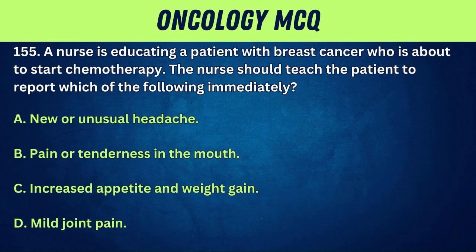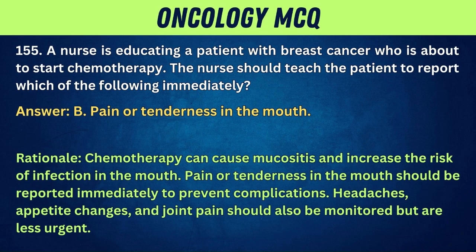155. A nurse is educating a patient with breast cancer who is about to start chemotherapy. The nurse should teach the patient to report which of the following immediately? A. New or unusual headache. B. Pain or tenderness in the mouth. C. Increased appetite and weight gain. D. Mild joint pain.